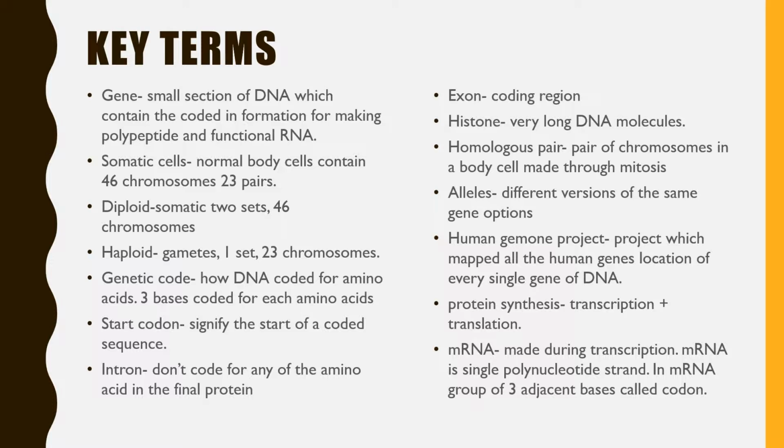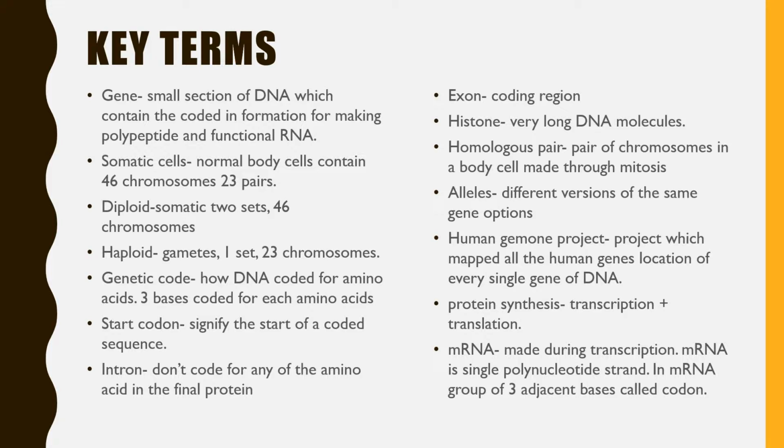Genetic code: how DNA codes for an amino acid. Three bases code for each amino acid. Start codon signifies the start of a coded sequence. Introns don't code for any of the amino acids in the final protein. Exons are the coding region. Histones: the substance that very long DNA molecules are wrapped around.